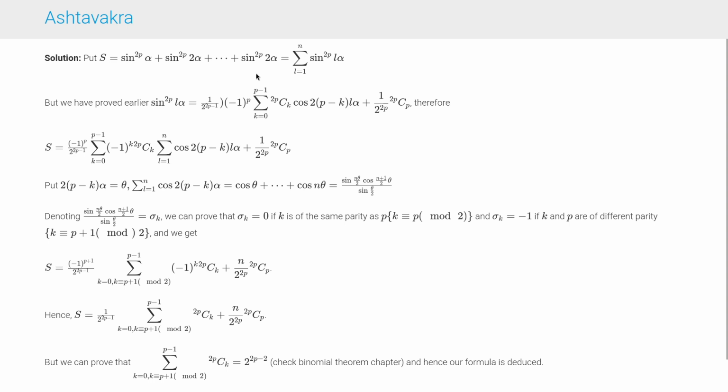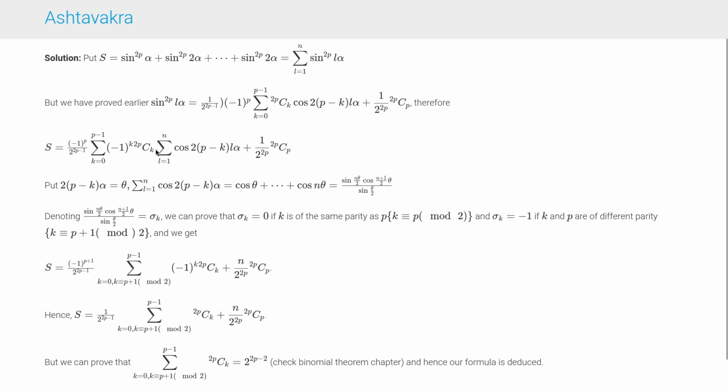So we put S is equal to so much, which is equal to sigma L equals 1 to n of sine to the power 2p of L alpha. But earlier we have proven that sine to the power 2p of L alpha is equal to 1 by 2 to the power 2p minus 1, times minus 1 to the power p, sigma k equals 0 to p minus 1 of 2pCk cos (2p minus k) L alpha, plus 1 by 2 to the power 2p 2pCp. Therefore, our S becomes minus 1 to the power p by 2 to the power 2p minus 1, sigma k equals 0 to p minus 1 of minus 1 to the power k 2pCk, sigma L equals 1.